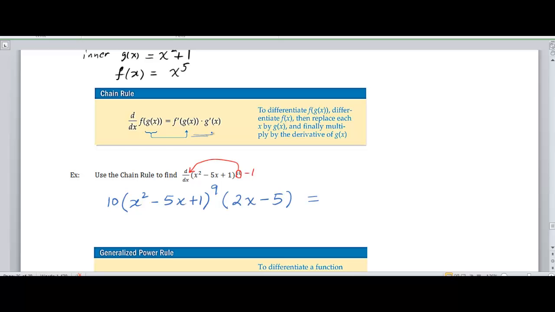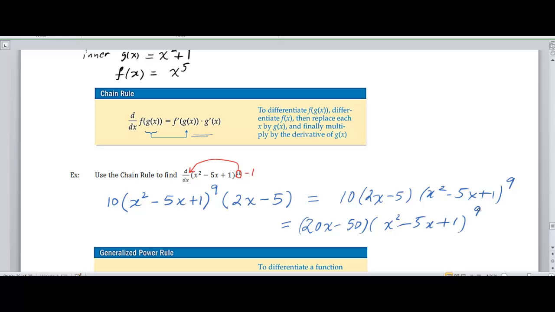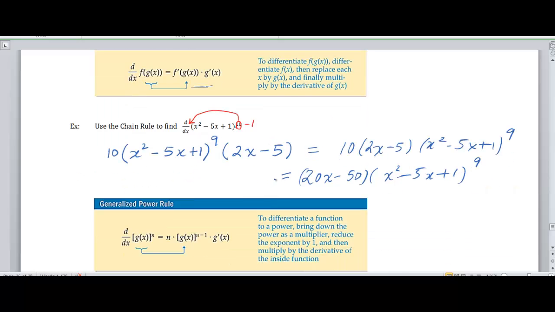Then we can combine. What we can do is we can write it like this: 10 times 2x minus 5 times this guy, raised to the 9th power. And then if you wanted to, you could combine these and get 20x minus 50 times this thing raised to the 9th power. Okay? Either of those answers is acceptable.